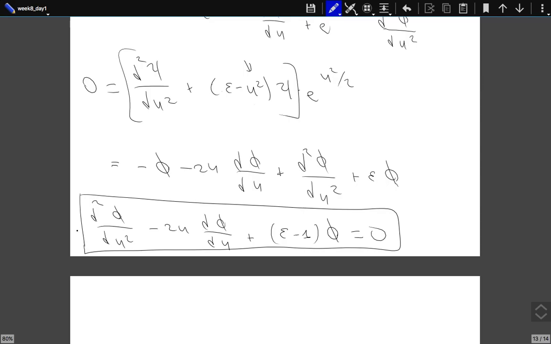Because my wave function is this phi multiplied by e to the power minus u squared over 2. If phi doesn't go to infinity faster than e to the power u squared over 2, then the result will go to 0 at infinity and I will have a normalizable solution.